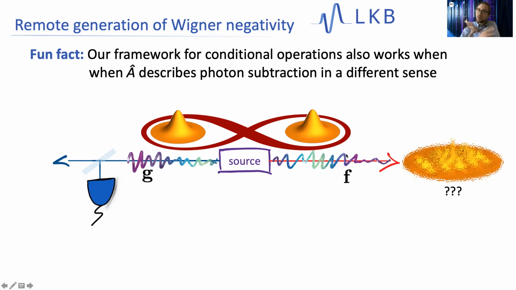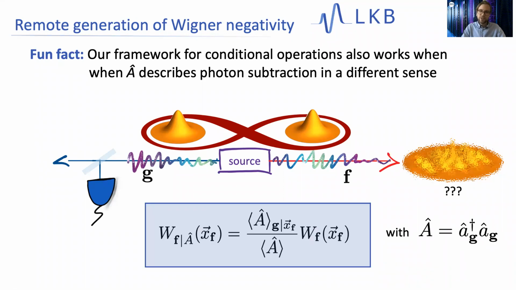So I'm going to take out the mode in which I'm subtracting the photon, which was B on the previous slide. And I'm going to look only at the other modes and look at the reduced Wigner function for that. And I can capture this with this framework. And now what I have to do is set this observable A equal to the number operator in the mode G.